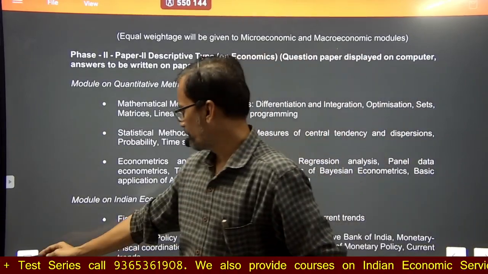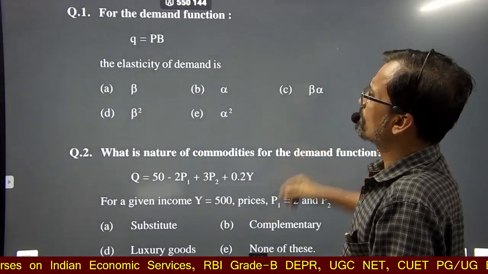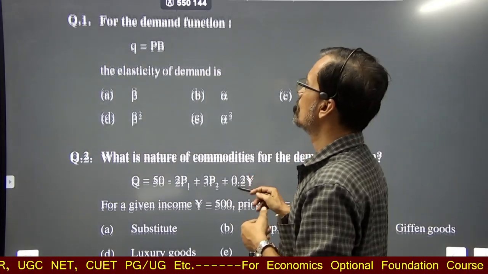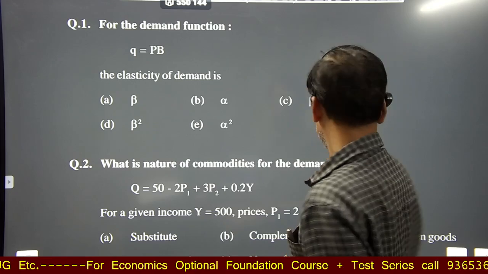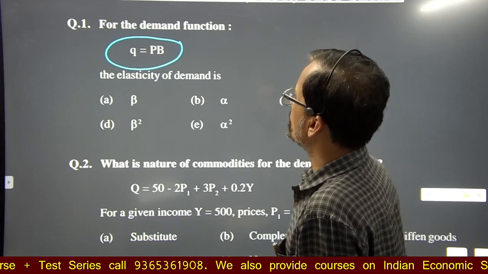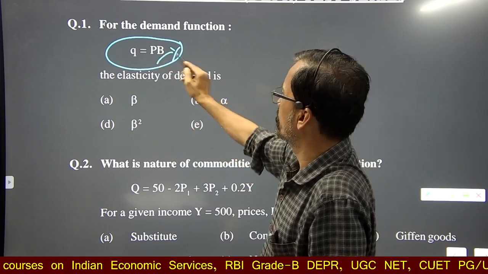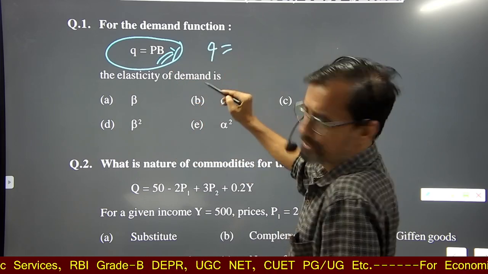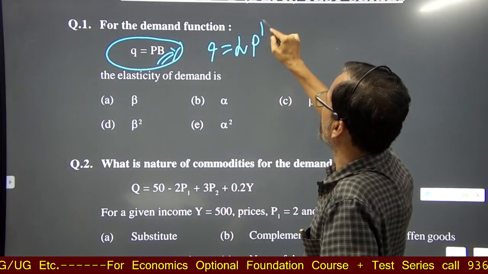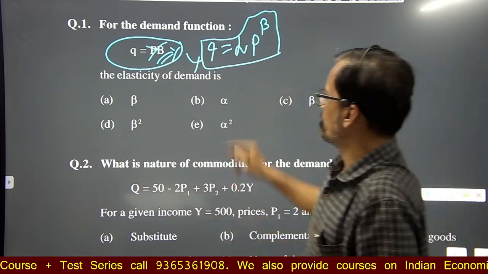Next, let us solve some papers from our test series. Today we can solve some questions appearing in our regular test series. For example, this one: a demand function is given here. Actually, a mistake has been committed here. This is not a demand function. I think this will be the demand function: Q = alpha e to the power beta. This is the demand function. We need to find out the elasticity of demand.